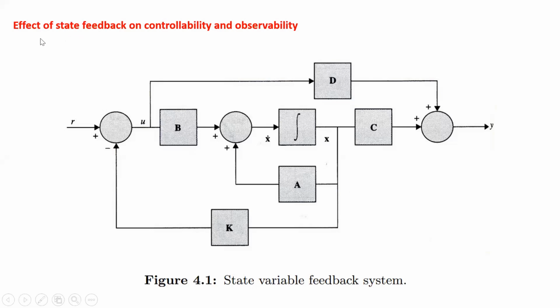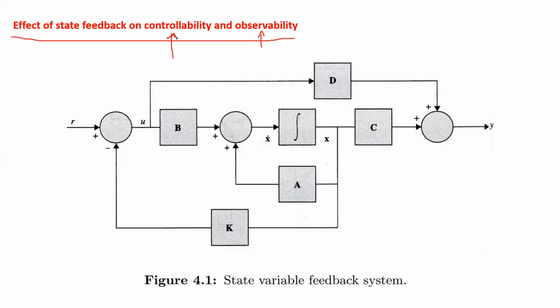Let us take the first part of the second unit. First is the effect of state feedback on controllability and observability. Earlier we studied what controllability and observability are. To find the controllability of any system, there are two methods. Also to find the observability of the system, there are two methods. That is Kalman's test and Gilbert's test. Kalman's test I have already explained in the previous classes; Gilbert's test was given to you as an assignment.